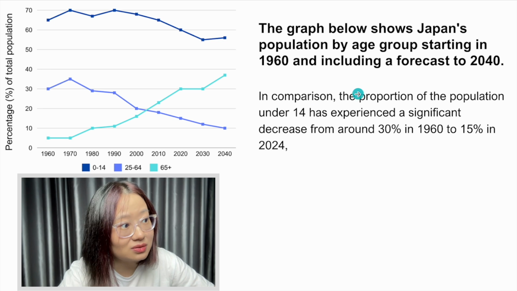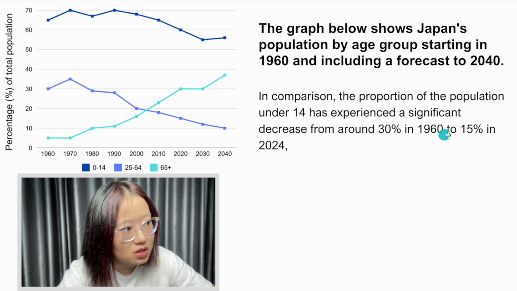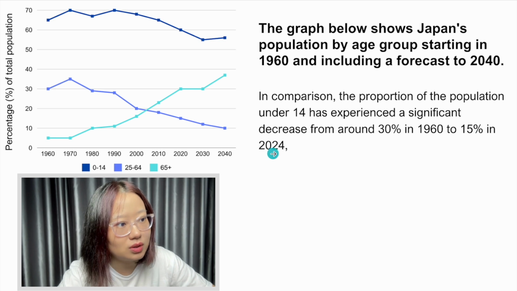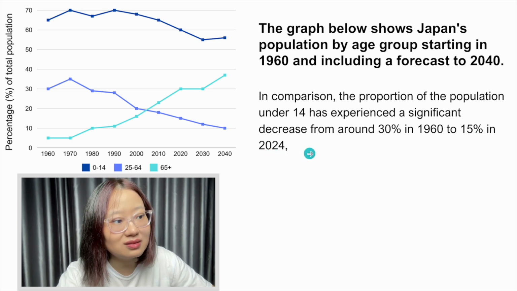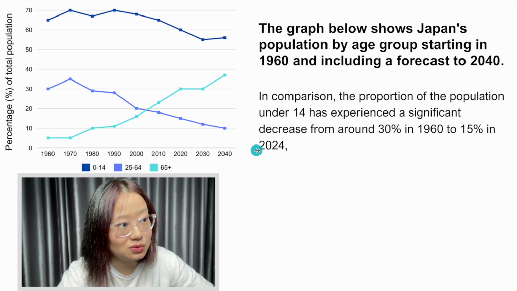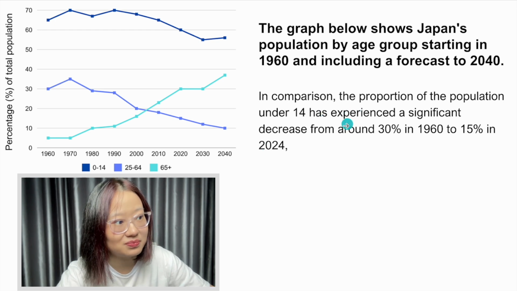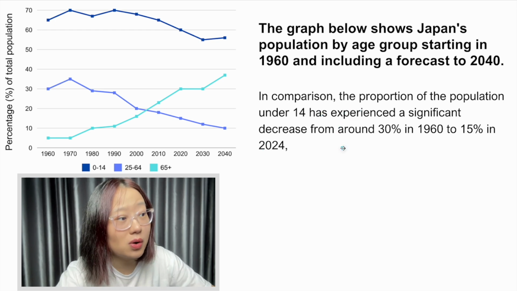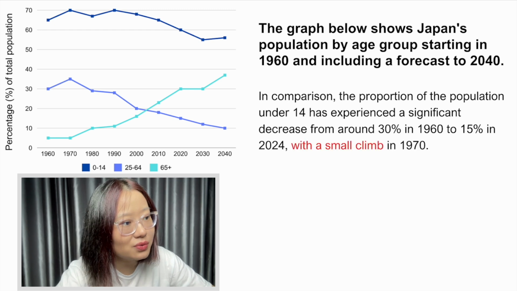In comparison, the proportion of the population under 14 has experienced a significant decrease from around 30% in 1960 to 15% in 2024. Again, in the exam, I used 2022 with the present perfect tense. That was stupid. So this is all I wrote in the exam. I forgot to add with a small climb in 1970.